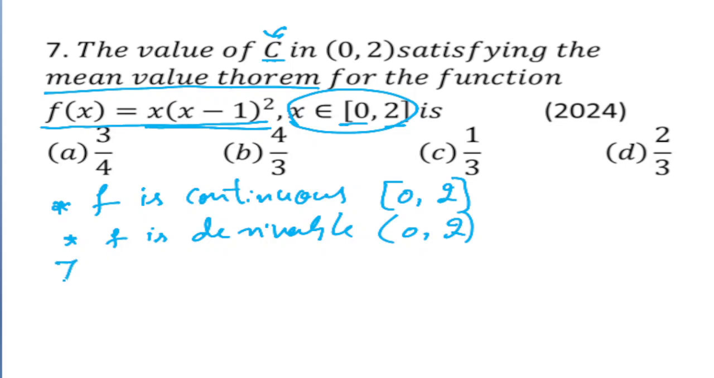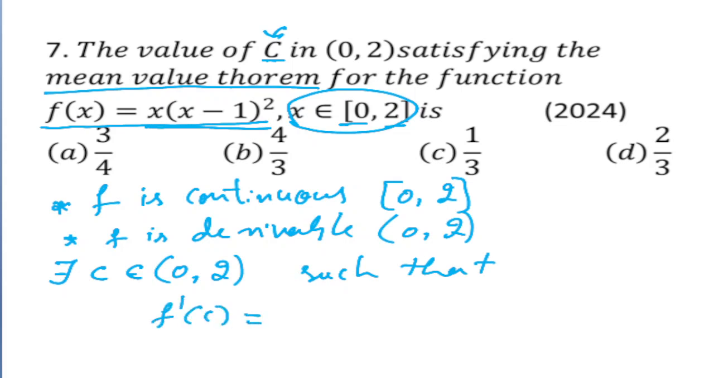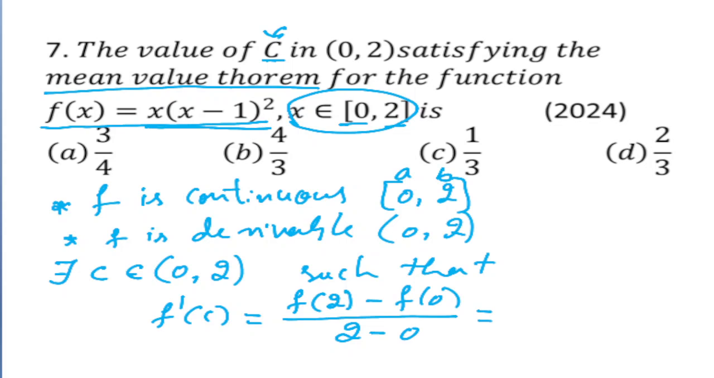Then this theorem says there exists a value c which belongs to the open interval (0, 2) such that it satisfies an equation. The equation is f dash of c is equal to f of b minus f of a, divided by b minus a. Here b means the end term of the interval, a means the initial term of the interval. So f dash of c can be written as f of 2 minus f of 0 whole divided by b minus a. The b value is 2, the a value is 0. Let us substitute and find the value of f dash of c.